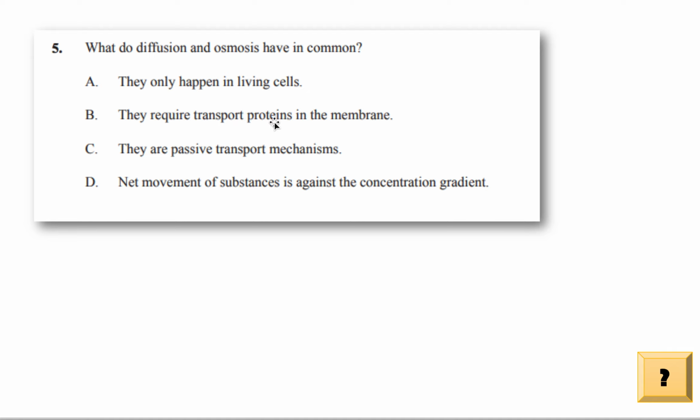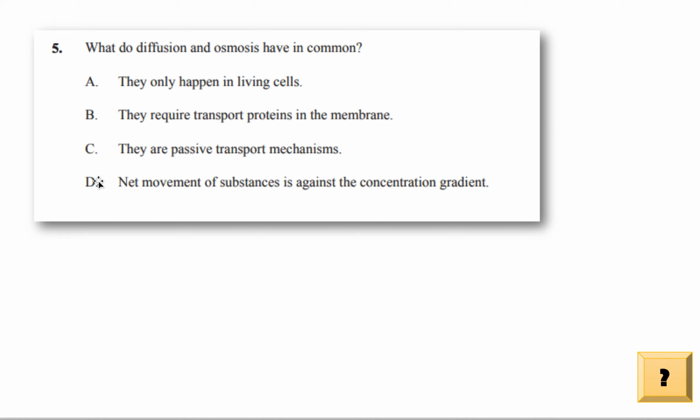They require transport proteins in the membrane. Osmosis does, but diffusion doesn't. Remember, we just talked about that. Diffusion doesn't need one, it just needs the phospholipid bilayer. That's why it's not B. C, they are passive transport mechanisms. See, this is the one that makes it right. They are both passive. They don't need energy or ATP.